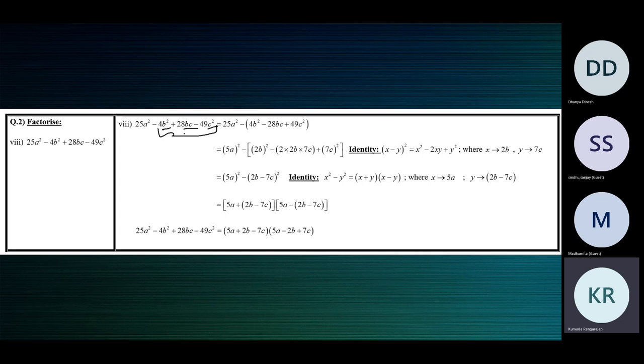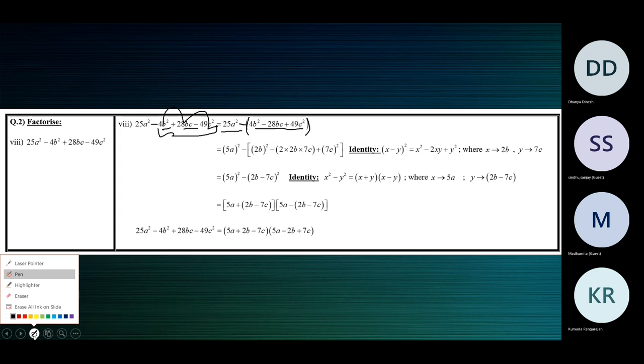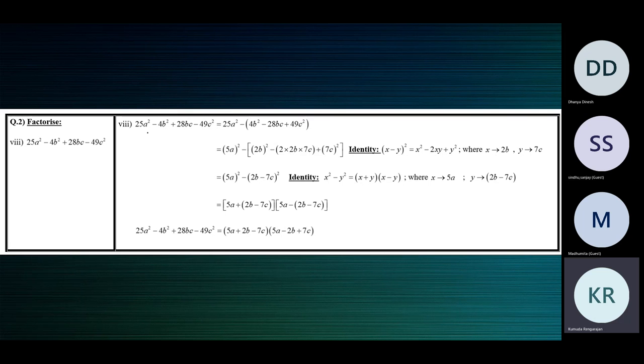So we write the first term 25a squared as it is. Then whatever is the sign here, we take the sign common, open and close a bracket, and write the remaining 3 terms inside the bracket with their opposite signs. So first step: 25a squared, this minus sign, open and close the bracket. These are the three terms: minus 4b squared becomes plus 4b squared, plus 28bc becomes minus 28bc, minus 49c squared becomes plus 49c squared.